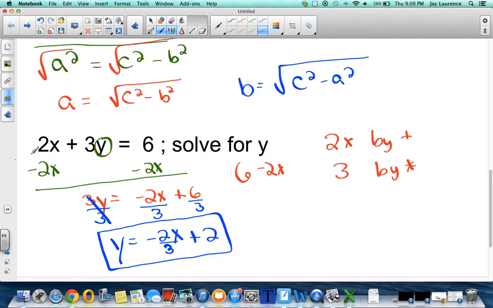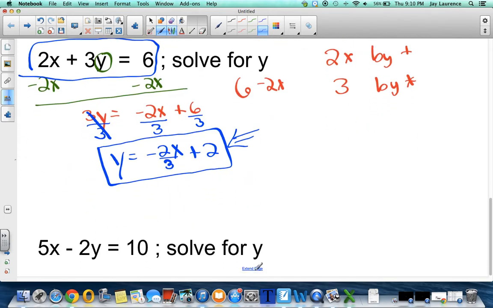Okay? Same equation. This is a linear equation. They're written in two different forms. At some point, we're going to graph them, and you'll see that they would produce the same exact line. I haven't changed the equation, I only changed the way it looks.